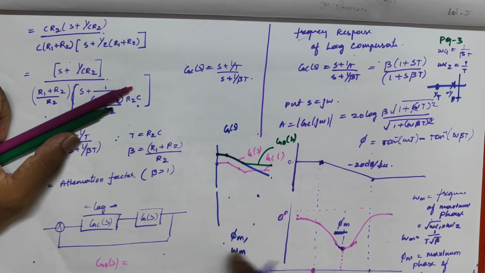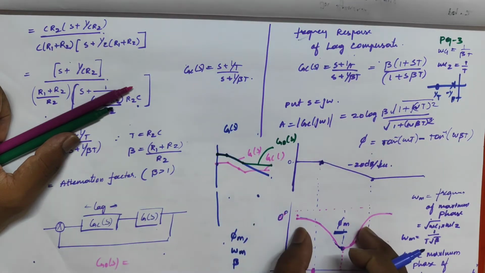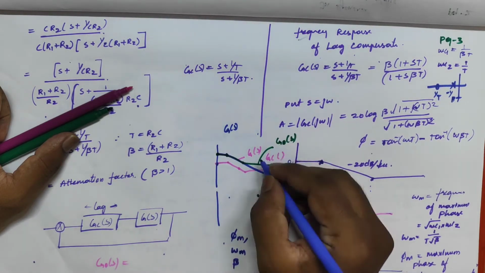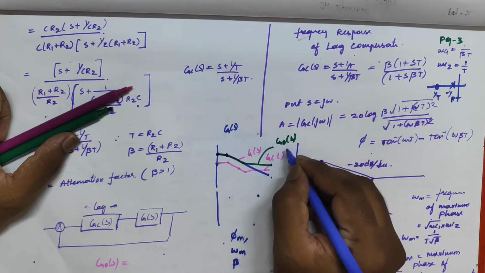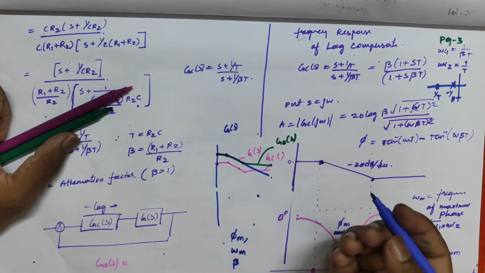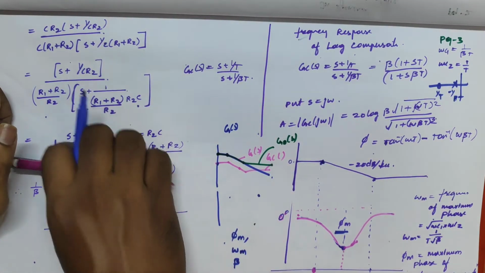So the only need is, for a given system, if we incorporate some phase, we will get a new compensated system based upon our required specifications.